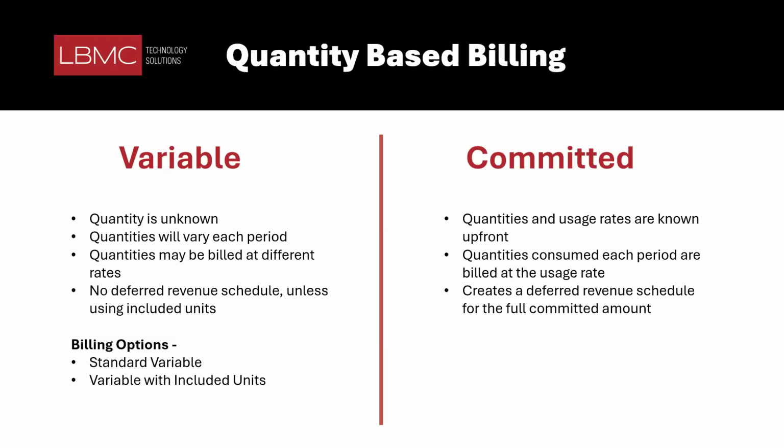Now, committed quantity seems like what it sounds like here. We have quantities and usage rates that are known up front. And quantities consumed each period are billed at the appropriate usage rate. And then it creates a deferred revenue schedule for the full committed amount. Again, because we know up front what the customer is committing to purchasing, we can have a deferred revenue schedule and we have a bit more flexibility about how and when that usage gets recognized as it's used up.